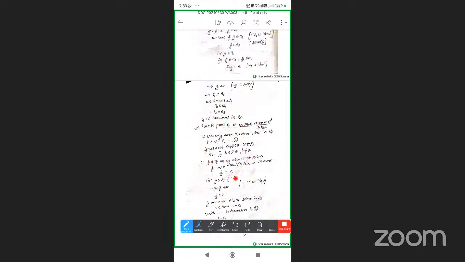Now the local ring definition. A ring R with unity is said to be a local ring if it has a unique maximal ideal. If it has a unique maximal left ideal or right ideal, it is called a local ring. So this is the local ring.